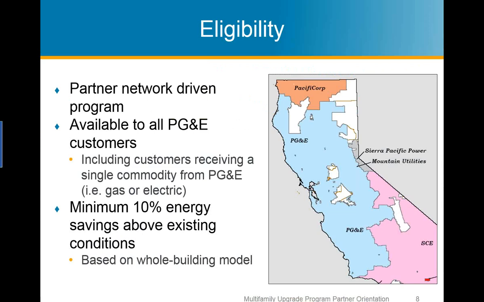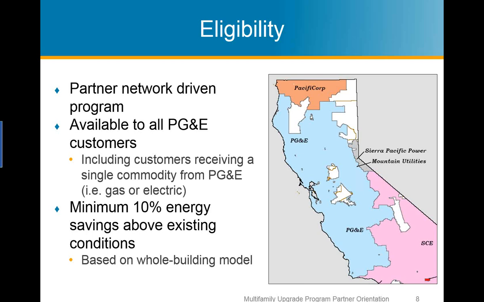The eligibility for the program is unchanged from 2015. It is available to all PG&E customers. This includes customers that receive a single commodity from PG&E, so receiving just gas or just electric. We have had several projects in the past that are in the SMUD and SoCal Gas territory also participate in the program. If you have projects that are in two utility territories, please contact the program and we'll help you go through that process of participating in both programs.